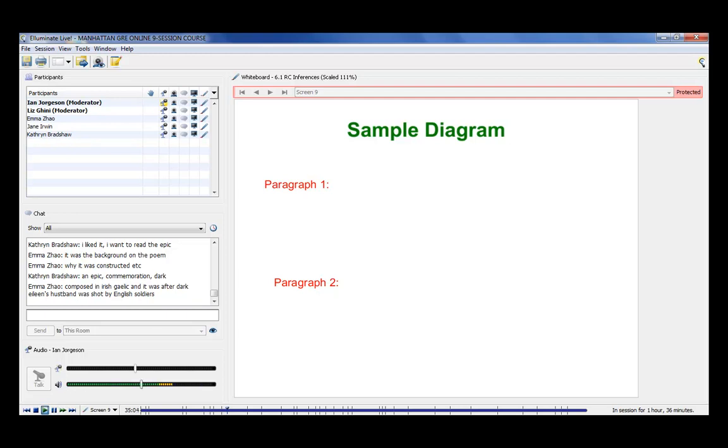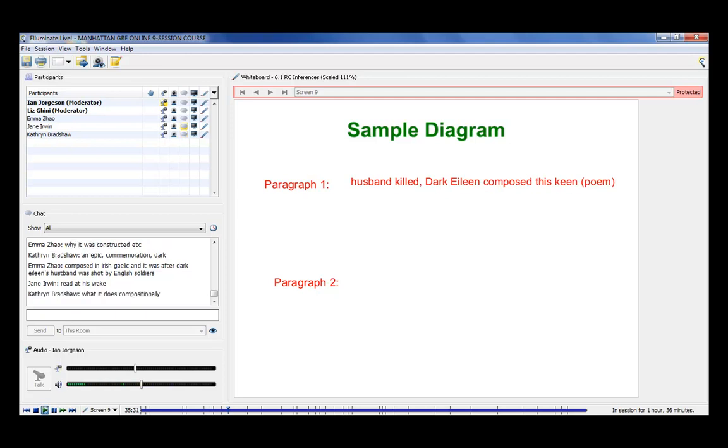So husband killed, Dark Eileen composed this Keen, which was a poem. Okay. All right. What else did we learn in that first paragraph? Okay, so yeah, I'd agree with that. It's read at his wake, or chanted, right? Certain elements, I like that, elements typical of the Keens of the day, whatever that might be.